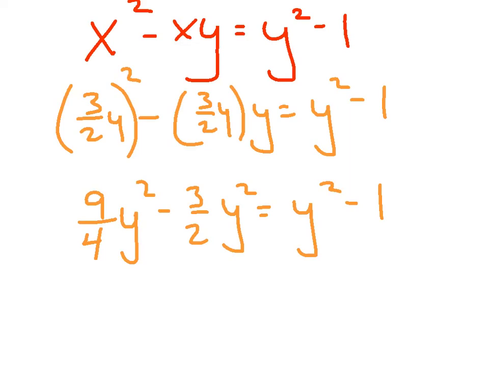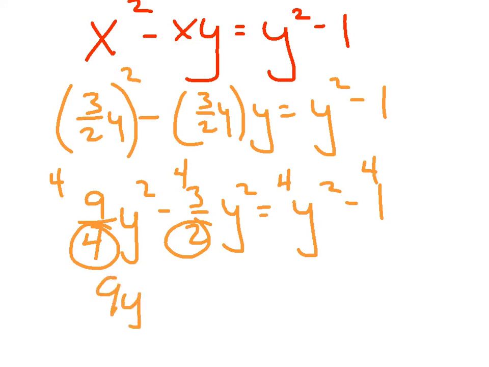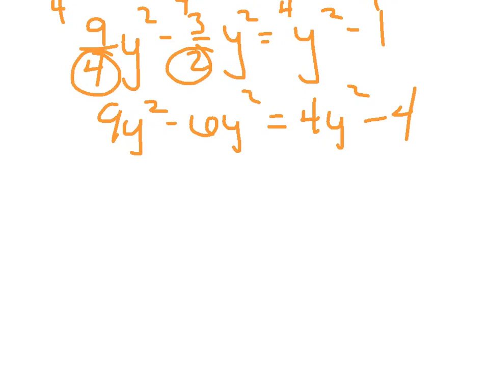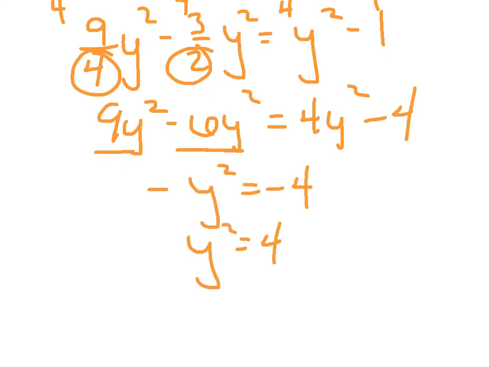I'm not a fan of fractions, so I just carefully look at my denominators, and I'm going to kill the fraction by multiplying every term by 4. And if you do that, make sure you do it to every term. So I get 9y squared, it's 12 over 2, so minus 6y squared equals 4y squared minus 4. 9y squared minus 6y squared, that's 3y squared. I'm going to bring my 4y squared over, so that's negative y squared equals negative 4. Y squared equals positive 4.